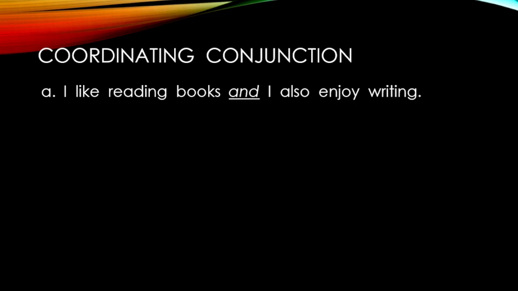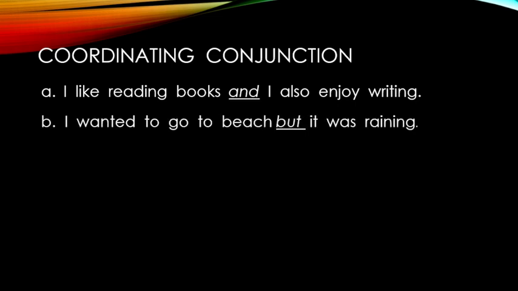I wanted to go to the beach, but it was raining. Here also, there are two sentences. We have to give equal importance to both of them. At the time, we have to think about the meaning also. Here there is some contrast. What? I wanted to go to the beach, but it was raining. We are unable to go to the beach. So there is a contrast idea behind that. That's why we are using "but" instead of "and".